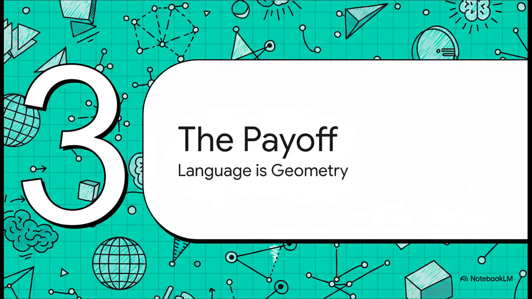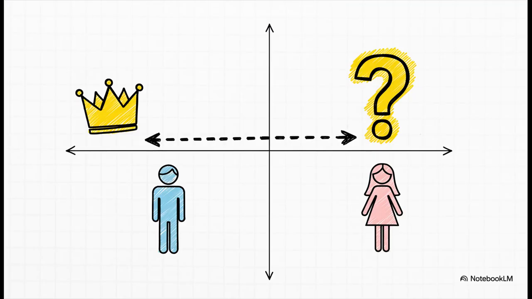All right, this is where it all pays off. This is the fun part. We've gone to all this trouble to build our map. We have coordinates for every single word. So, what can we actually do with it? This is where the magic really starts to happen. Because words are now just points in a geometric space, we can actually do math with them.